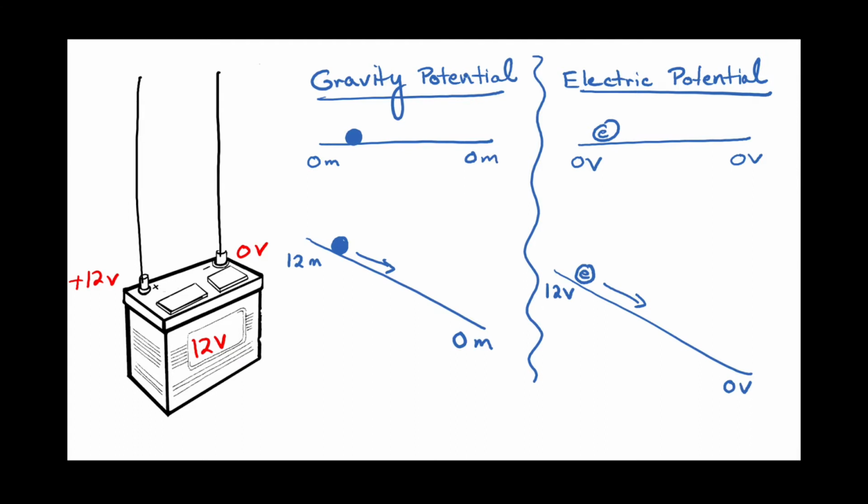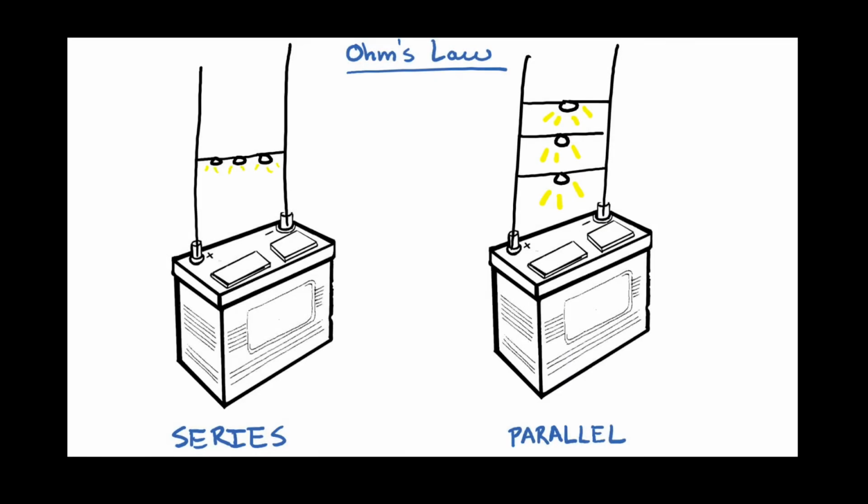So if I have a light bulb and I put it between the two, electrons begin going from high potential to low potential, or at least we say by convention that's the direction of current, and we get light. Here's how to understand why the brightness of the light bulbs in the series circuit is dimmer than the brightness of the light bulbs in the parallel circuit.